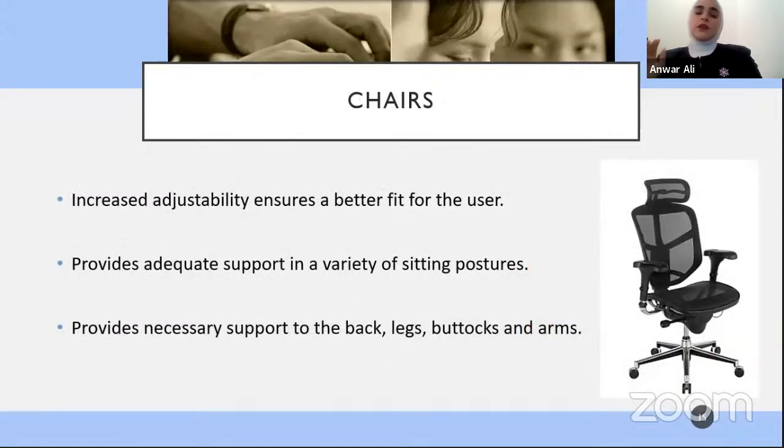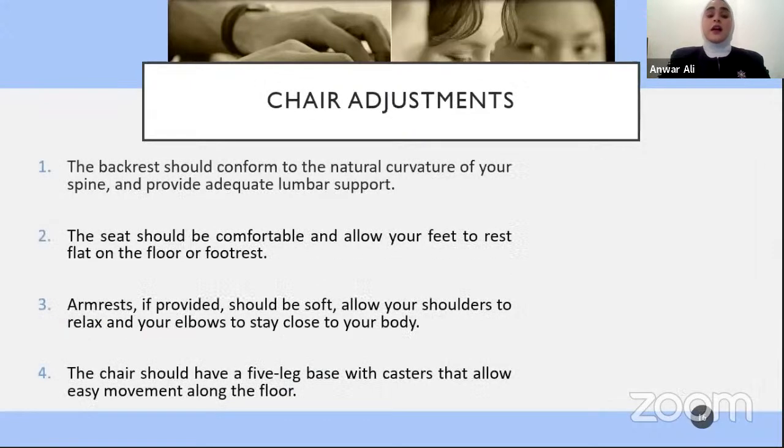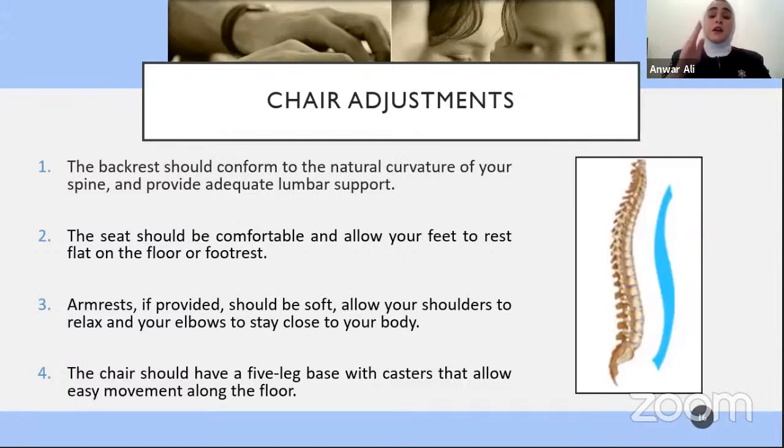Now for the chairs, we're looking to increase adjustability to ensure a better fit for the user. And we want to provide adequate support to a variety of sitting postures, not only one single posture. And we want to support the back, legs, buttocks, and arms as well. So there are already ergonomic chairs, but if you don't have one, make sure that the backrest of your chair conforms to the natural curve of your spine. Remember that the spine isn't straight as you imagine. There is a natural curve that you should keep in mind and maintain.